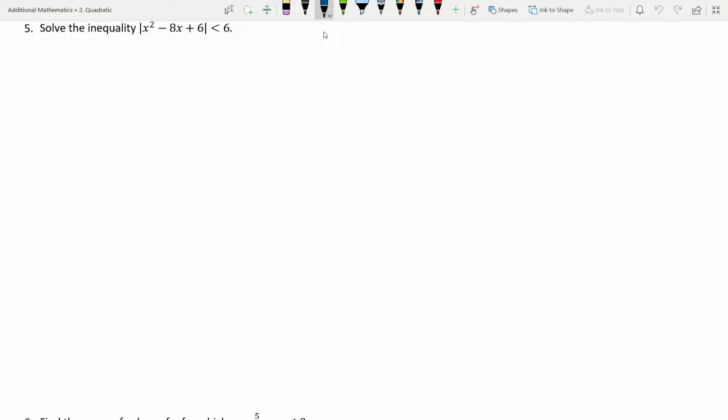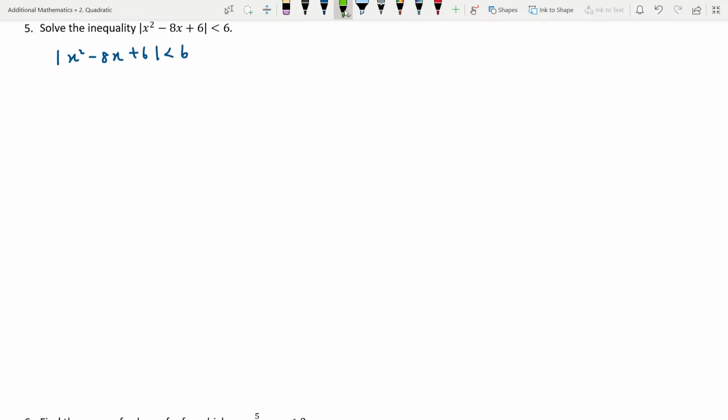Question 5. Solve the inequality modulus x squared minus 8x plus 6 is lesser than 6. First, let's look at the side note.